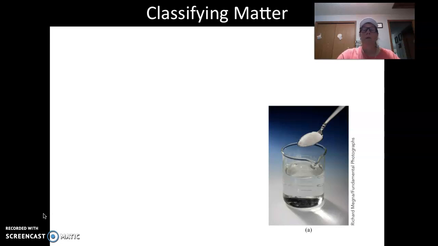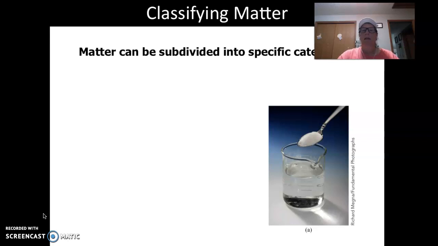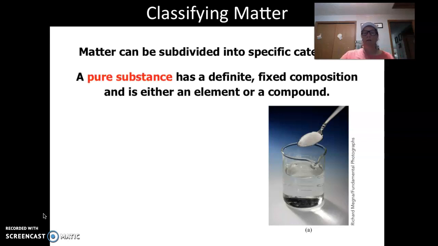But anyway, we're going to talk about how to classify matter. And remember, matter is everything you can touch, see, or feel. And that's what we study when we're a chemist. All right, so we're going to classify matter. It can be subdivided into very specific categories. There's two overall. One is called a pure substance.